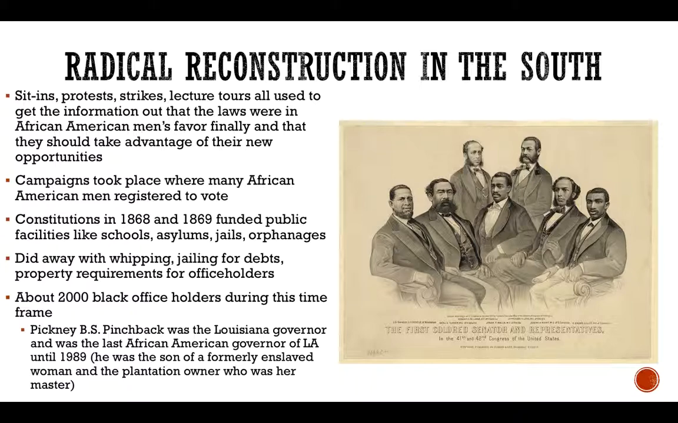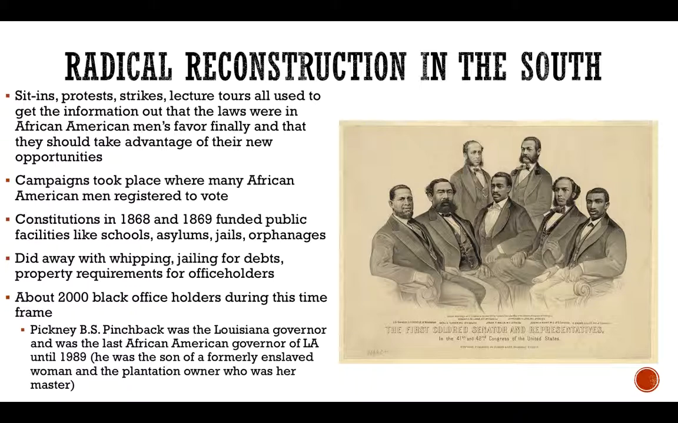Many of these campaigns took place where African American men were registered to vote. So they had these group meetings where they were trying to register people to vote. Obviously, this is a staging area for white supremacists who would then come in and attempt to scare black men away from registering to vote.